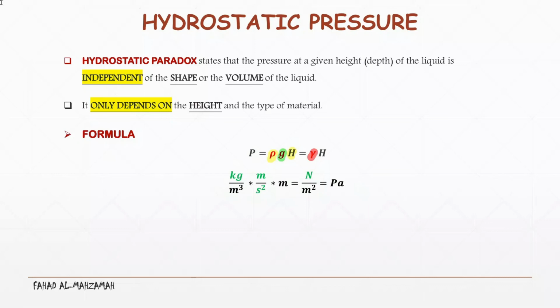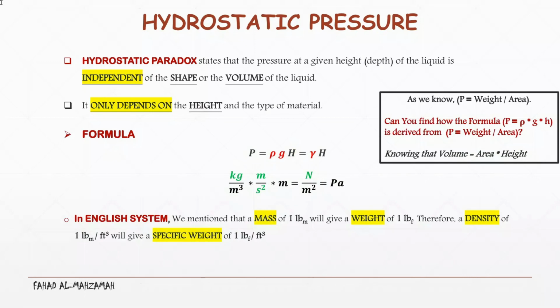Now in the English system, we mentioned that a mass of 1 pound mass will give a weight of 1 pound force. So it gives the same value but with different units. Now, where is the acceleration of gravity? As we said earlier, it's inside this unit. Pound force contains the multiplication by the acceleration of gravity.